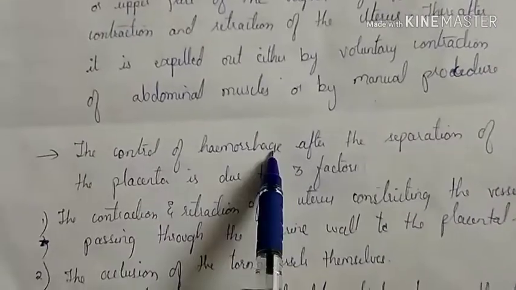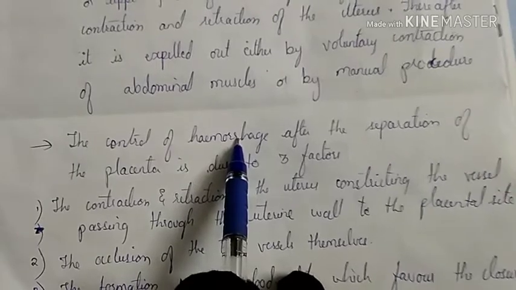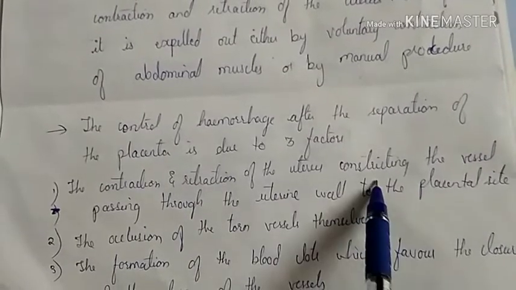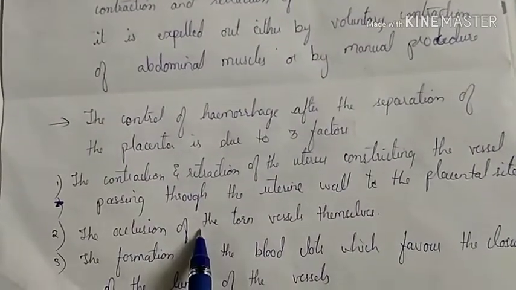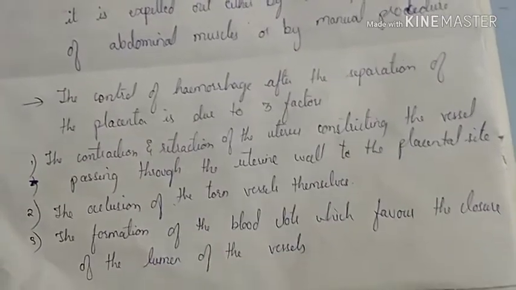The control of hemorrhage. Hemorrhage here occurs because of opening up of a few uterine sinuses. It is controlled by three factors. The contraction and retraction of the uterus cause constriction of the vessels. The occlusion of the torn vessels themselves, or formation of blood clots, favors the closure of the lumen of the vessels. Then comes the fourth stage of labor.